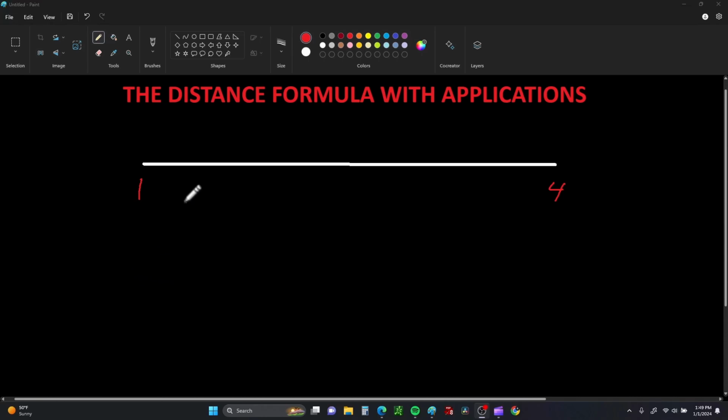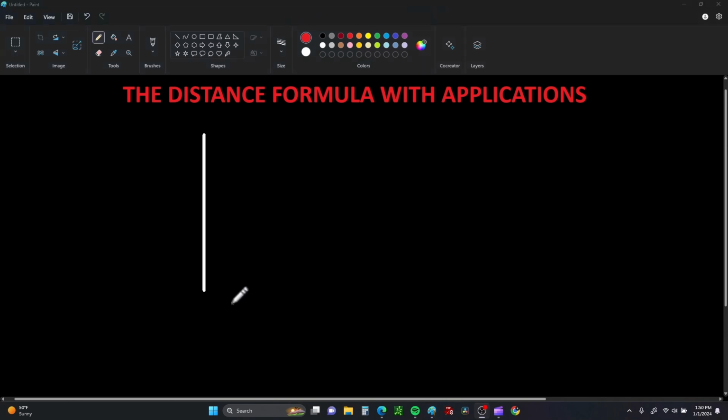I wanted to find a distance between 2 points that are on a specific line. If this was just the x line here, and the distance between 1 and 4, I would just subtract them. So I would do 4 minus 1, and the distance between those would be 3. But this is only working with the x line.